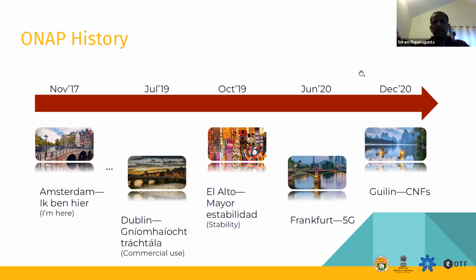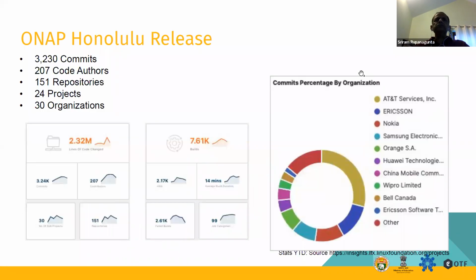So the current release is actually even beyond this. In fact, the current release is I release, which is Istanbul. This slide talks about Quilin, which is the last in December 2020. And after that, there were 2 more releases, H release and I release. So this talks about the Honolulu release, which is the prior release.